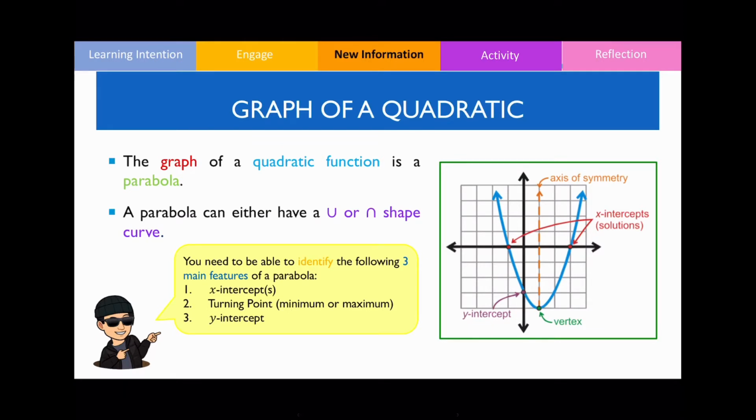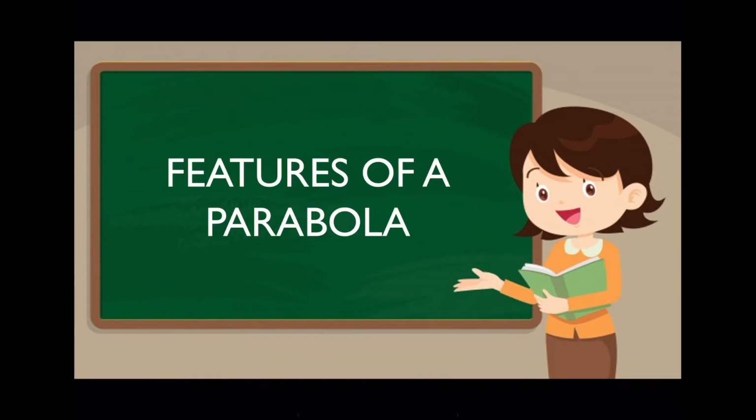As you can see on the right hand side, there are 5 main features that we're going to be looking at in today's lesson, and this includes the x-intercepts, which are also referred to as the solutions, the y-intercept, the vertex, which is also commonly referred to as the turning point, and lastly, the axis of symmetry. However, for the purposes of just sketching the graph, you really only need to know 3 main features out of this list of 5: the x-intercepts, the turning point, and the y-intercept. So let's go into a bit more detail on each key feature of a parabola.